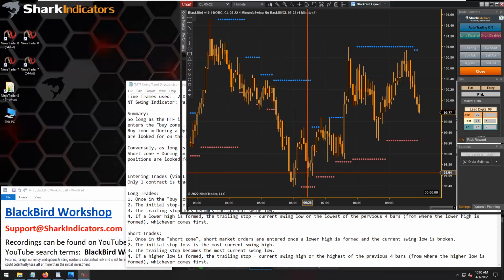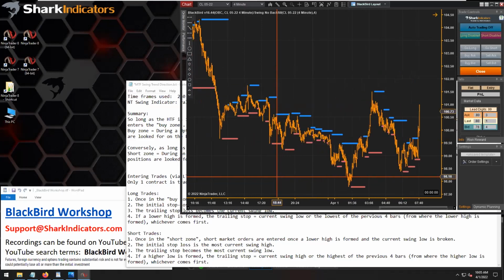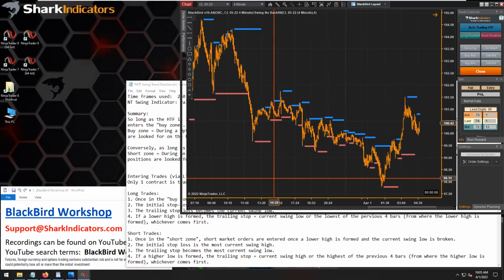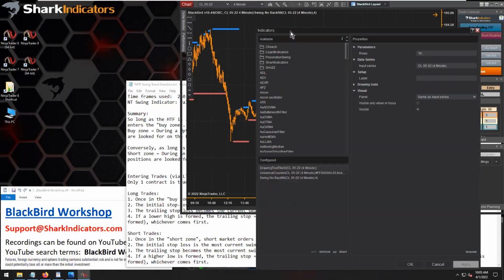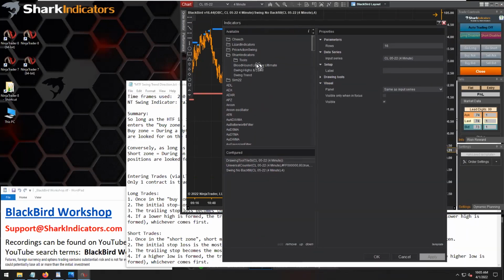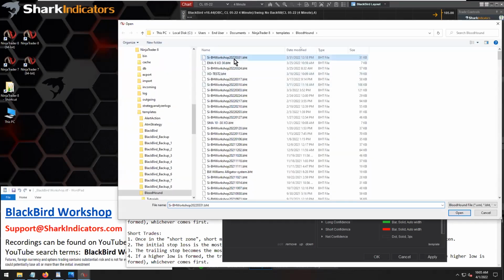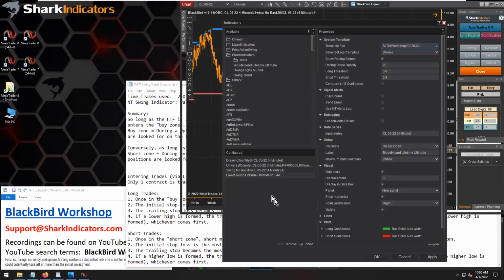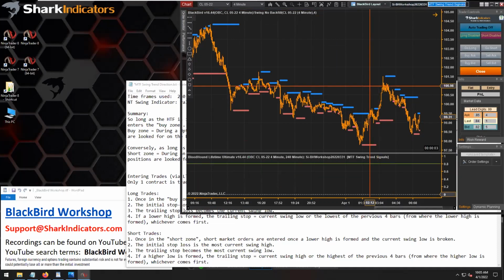So let's look at our chart here and see if we have any examples. No, we don't have any examples because I don't have Bloodhound on the chart. Just a moment here. Let's get Bloodhound on the chart, load yesterday's workshop file and add it to the chart real quick. And let's make sure we select the logic template.